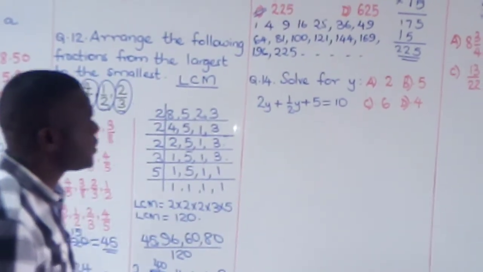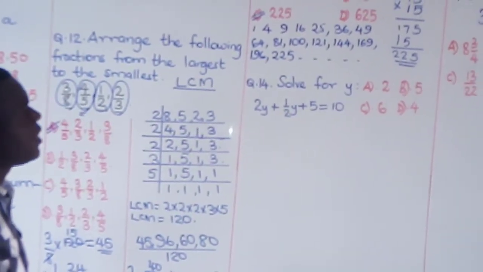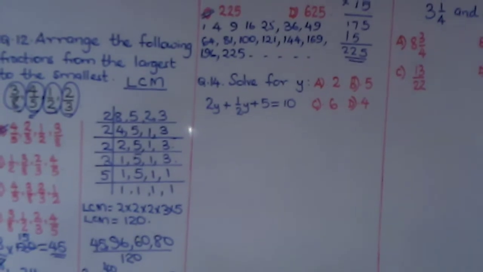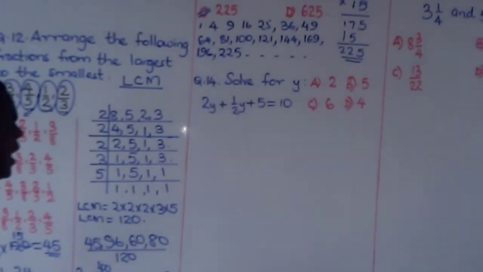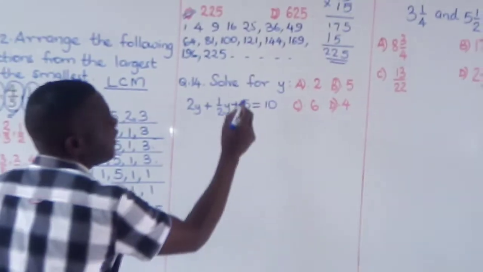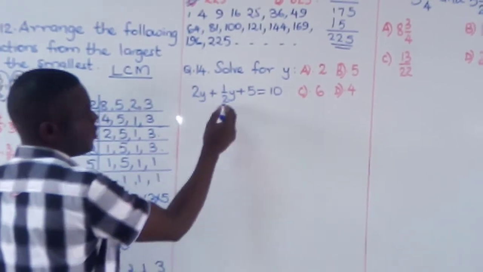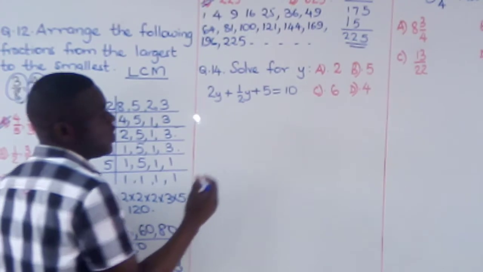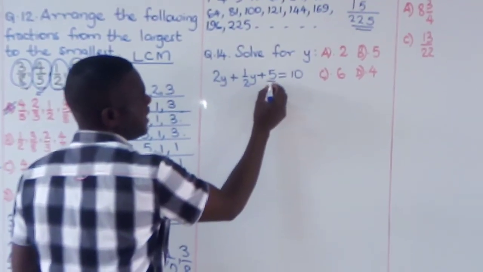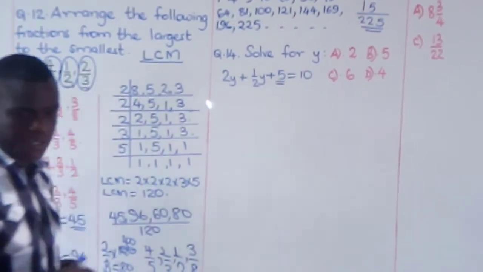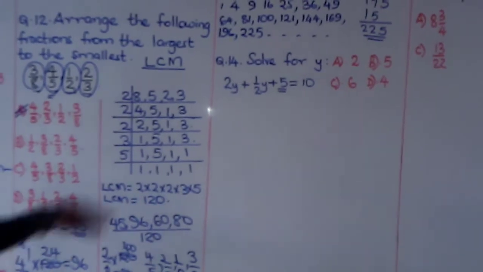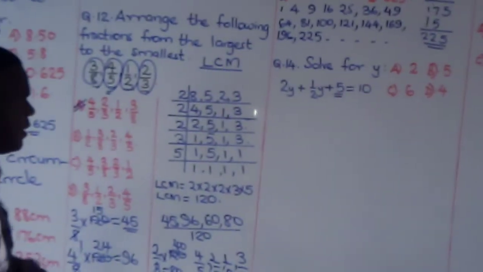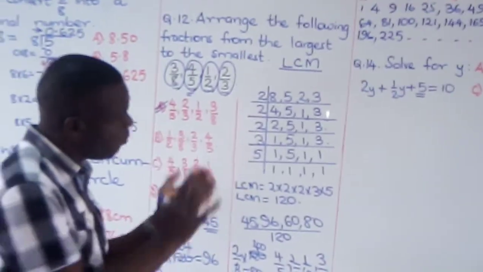Let us go to question number 14. Solve for y. That's algebra. Okay. We want to find the value of y. And the question is that what we do, we look at the freestanding number. Why do I call 5 the freestanding number? Because 5 doesn't have an unknown number. It is on its own. It's complete on its own.